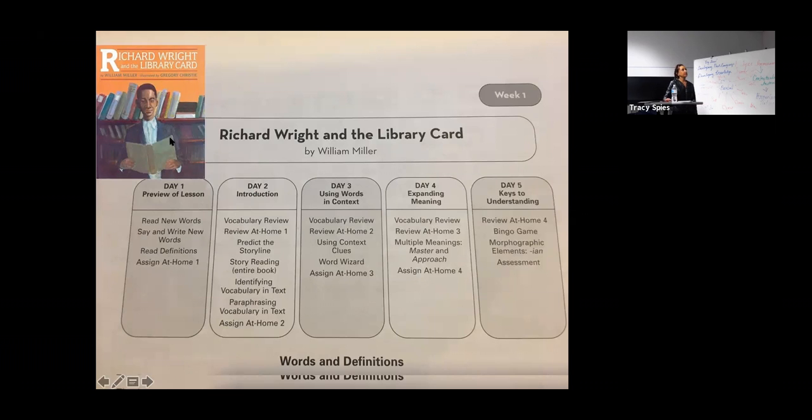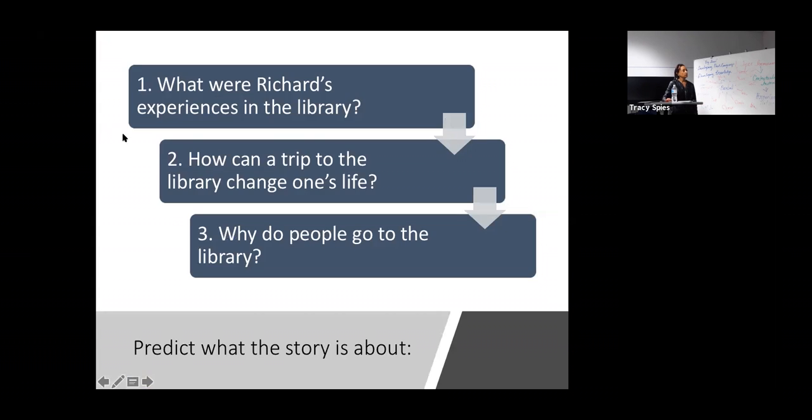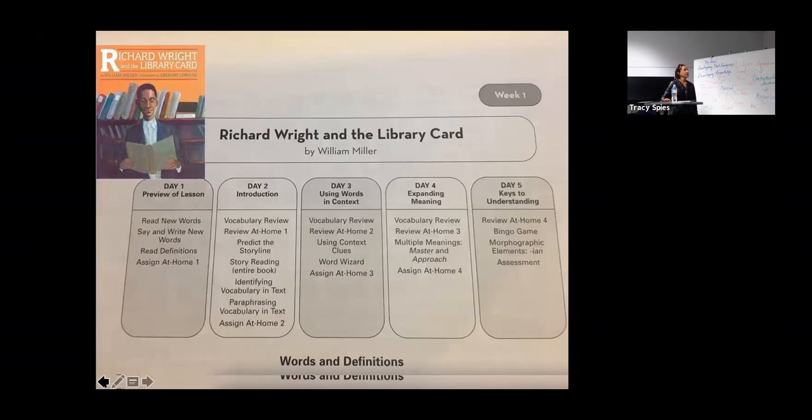This is from the text. It's called Richard Wright and the Library Card. Is anyone familiar with who Richard Wright was? Okay. Richard Wright, he was an African-American author. He talks about his growing up in Harlem and his experience in first going to a library and being exposed to books in the library.